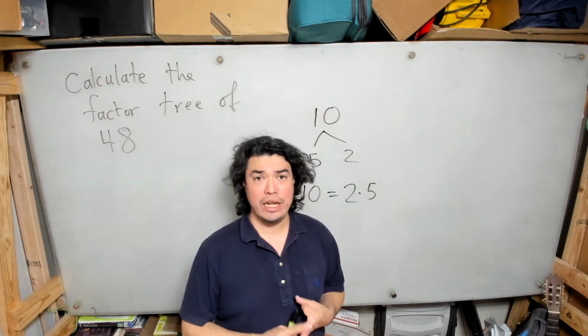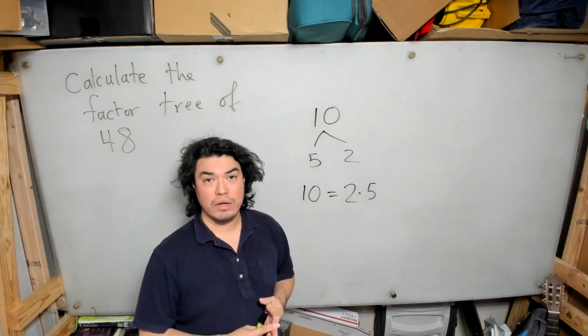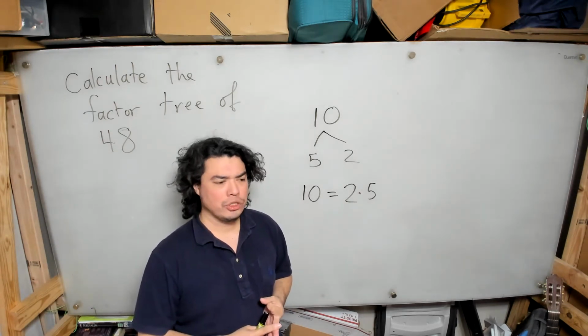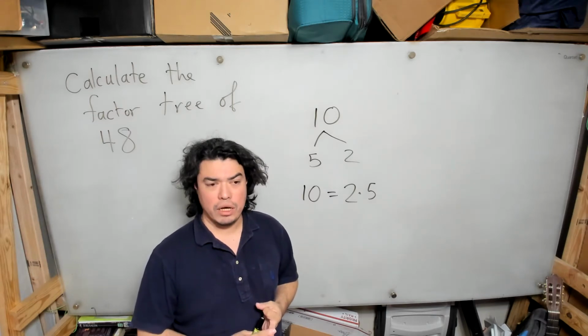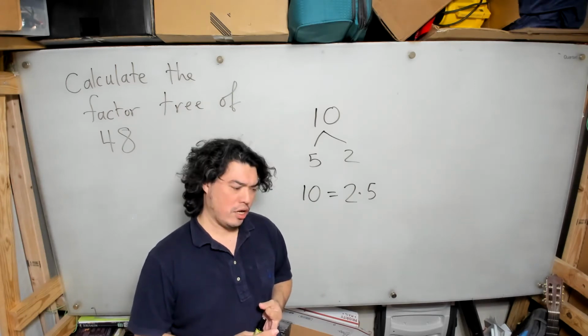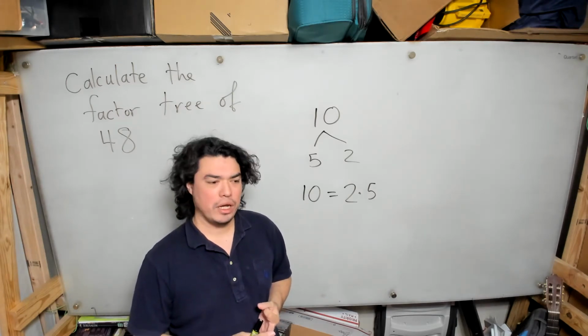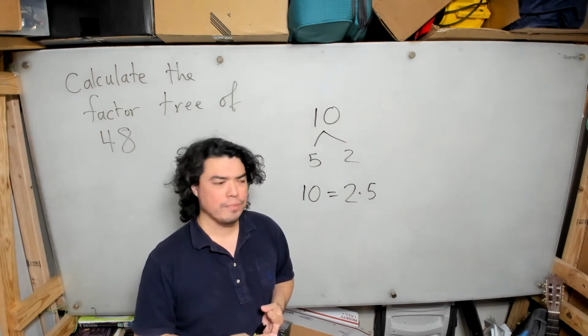And also later on, when we want to take square roots of numbers that are not perfect squares, finding a factor tree will help us perform the simplification of the square roots as far as that can be done, without approximations, okay, and we'll see that much, much later.